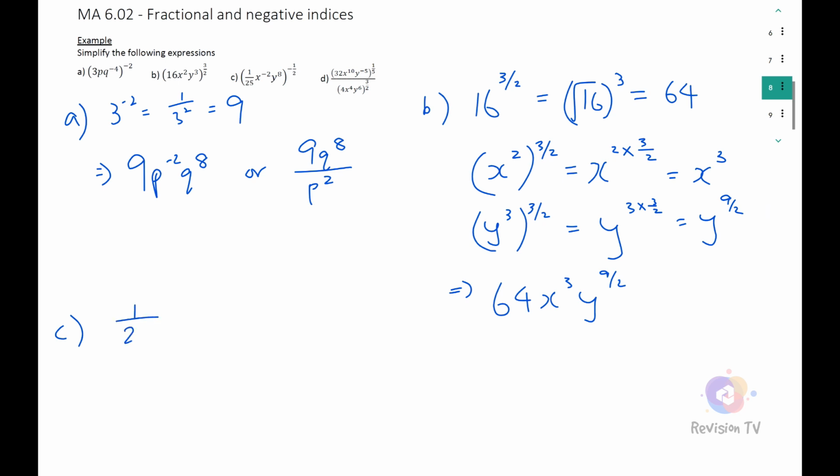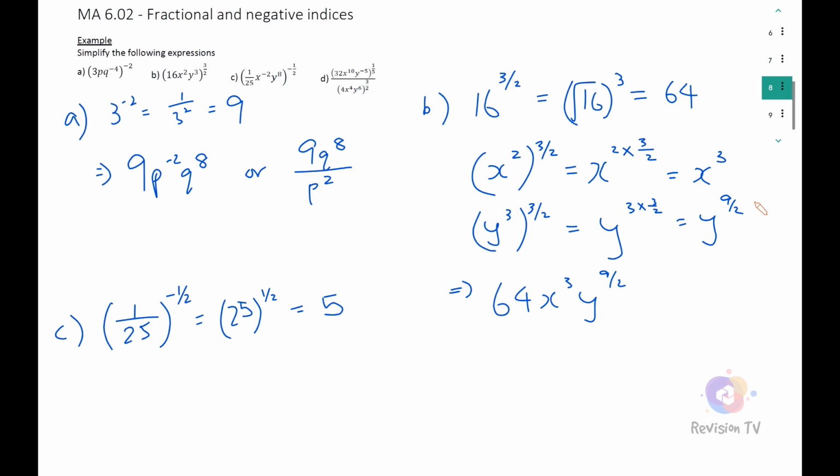So let's deal with the number, or we call it the coefficient, first. 1/25 to the power of negative a half. Negative means flip the fraction. So with 25 to the power of a half. Half means square root. That's 5. You saw I just wrote a 5 in here because I was just calculating in my head.